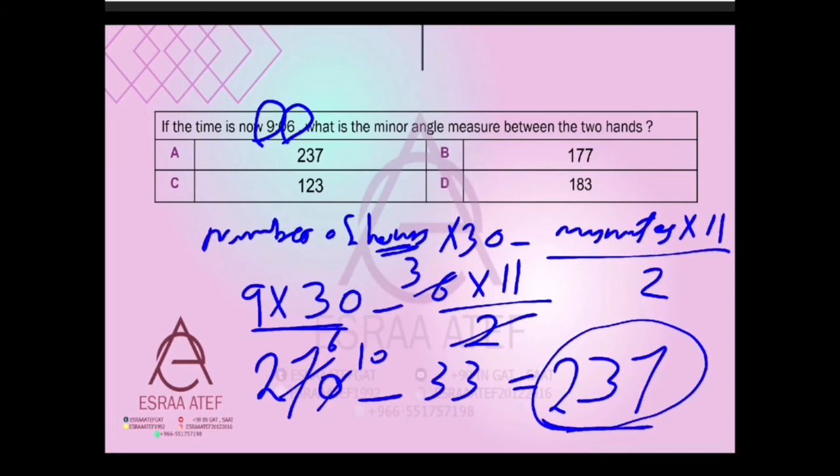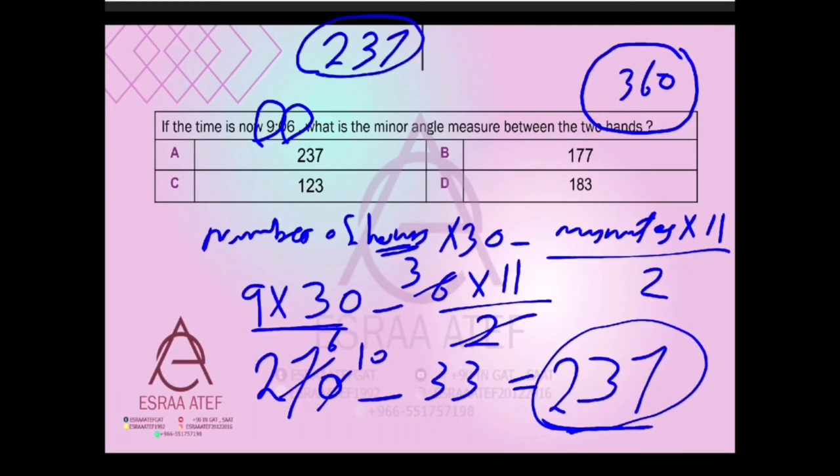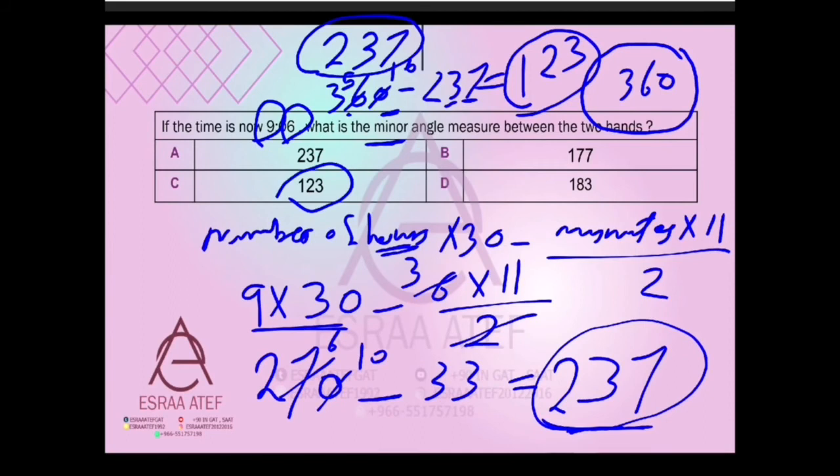But here it's the minor angle, which means the smaller one, not the bigger one. The whole watch is 360. So if we have the angle 237, it's the bigger one, and he wants the minor or smaller one. So 360 minus 237 to get the smaller one. Here it's 10, and here it's 5. 7 from 10 will be 3. 3 from 5 will be 2. And 2 from 3 will be 1. So the minor one will be 123, which he needs.